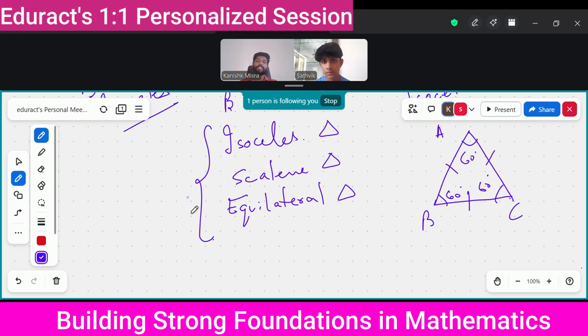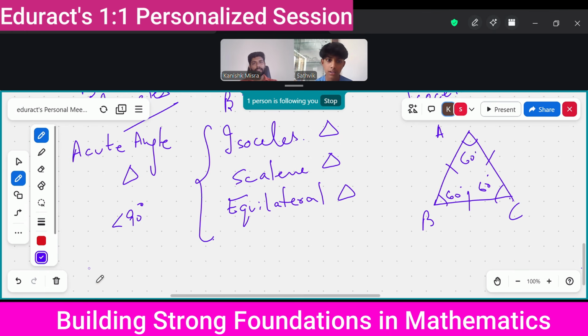See, basically the types of triangles are these. Later on the triangles can be further segregated into other types. One is called acute angle triangle. What is acute angle triangle? Angle less than 90 degree. No. The measure of that acute angle is less than 90 degree. Yeah, that's what I said, sir. You have said less than 90 degree. Yeah. Oh, okay, my bad. So the angles which are measuring less than 90 degree are called acute angles.